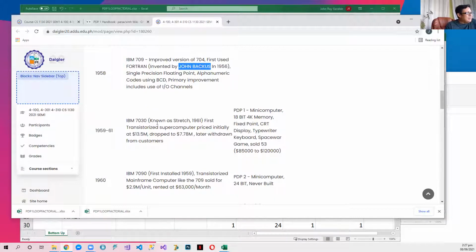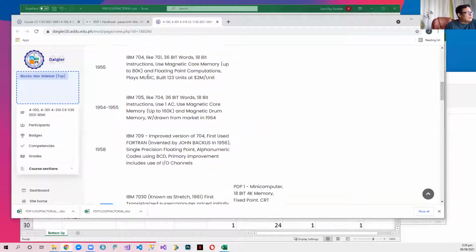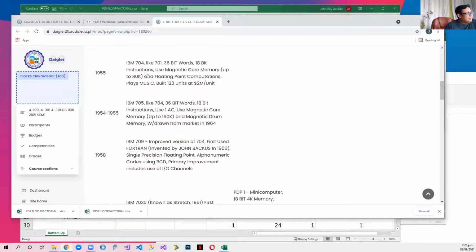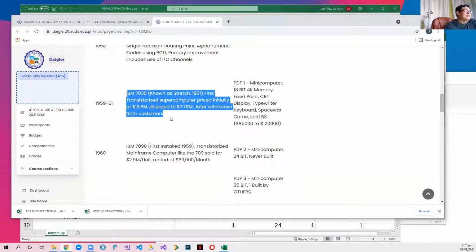And then IBM first had competition during the late 1950s, 1960. The 7030, also known as Stretch, is the transistor version. This is a second generation computer. The first generation of computers were made of vacuum tubes. The second generation are made of transistors.